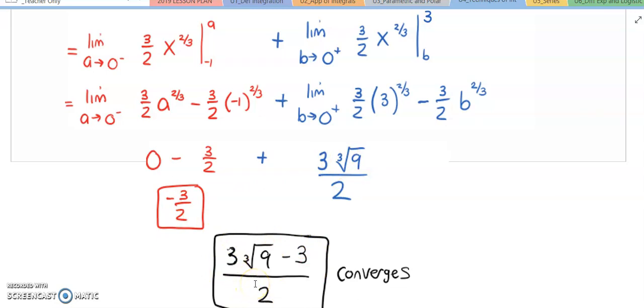This will converge here. And this will conclude improper integrals. Please take a look for other practice assignments to work on this, and good luck.